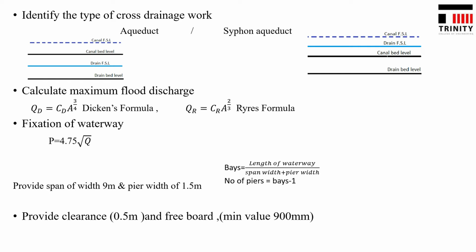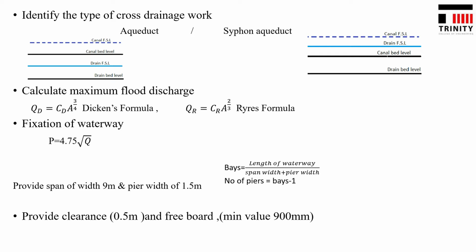Next up, it is the calculation of maximum flood discharge. Normally the questions will be given with the flood discharge, but in some cases it will be provided with a constant and an area. So two formulas can be applied based upon the constant given. If it is a Dickens constant, we apply the Dickens formula, and if it is a Ryves constant, we apply the Ryves formula. For the Dickens formula, QD, that is the discharge, is equal to CD into A raised to 3 by 4, where CD is the Dickens constant and A is the area. Whereas in the Ryves formula, QR, discharge, is equal to Ryves constant into area raised to 2 by 3.